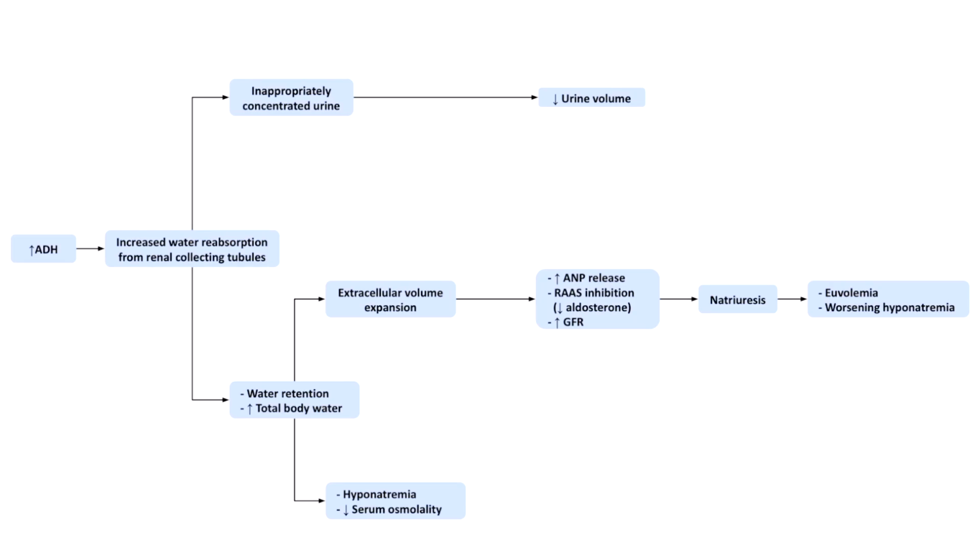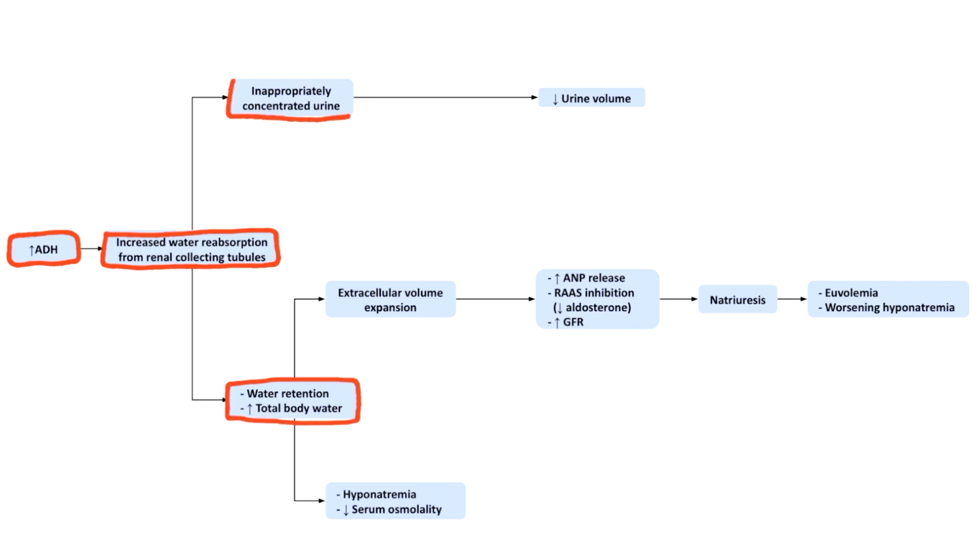Before we dive further, let's review some pathophysiology. We know that ADH works on renal collecting ducts, leading to water resorption and concentration of the urine. So increased ADH production causes increased water resorption. This leads to two major abnormalities. First is water retention and increased total body water. Second is inappropriately concentrated urine, and thus decreased urine volume.